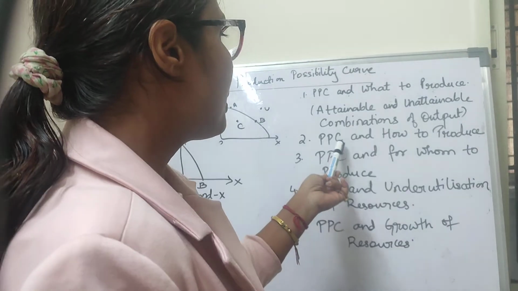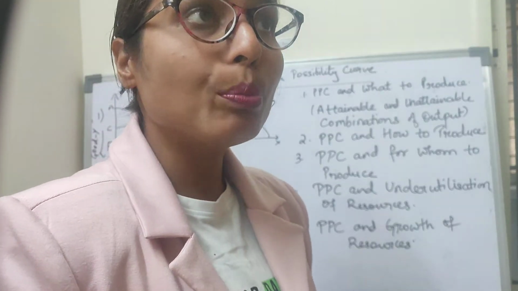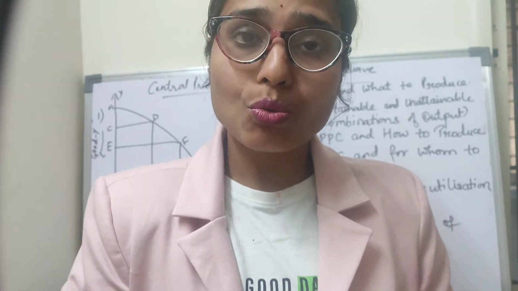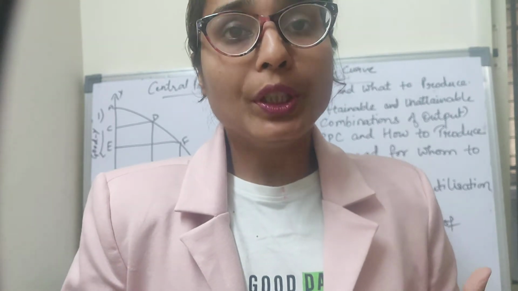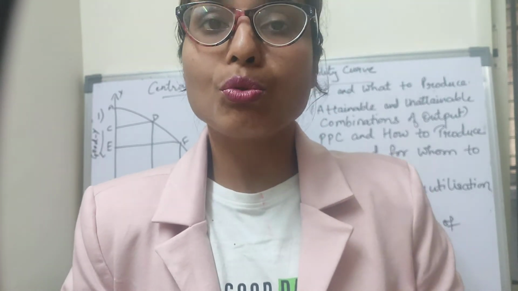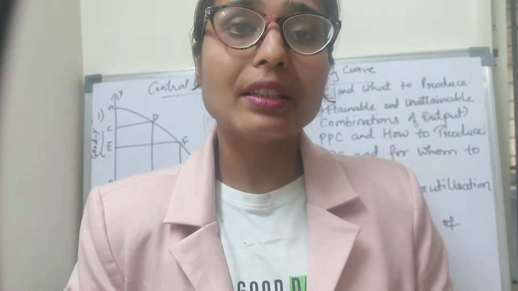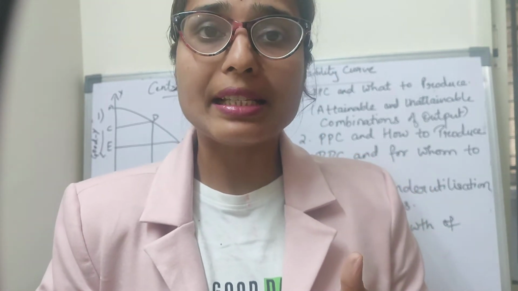The second point is PPC and how to produce. How to produce is essentially a problem of choice of technique. It means the economy has to decide which technique to use to make the best possible use of factors of production. Economy therefore faces a problem in deciding the choice of technique. That is, there are two techniques. One is labor intensive technique and second is capital intensive technique. In labor intensive technique, more labor is used and less capital, which means more employment and smaller production.